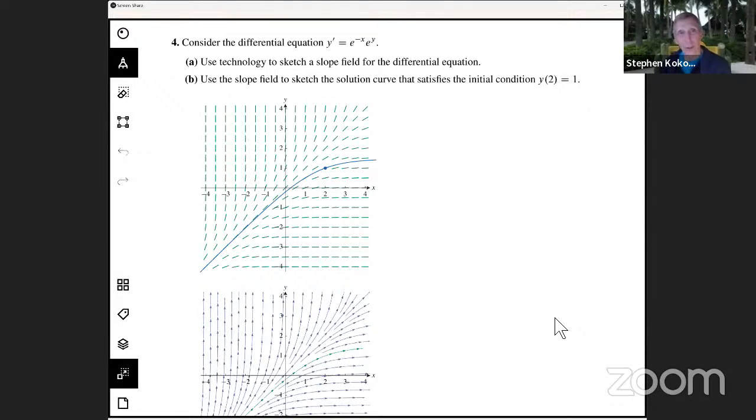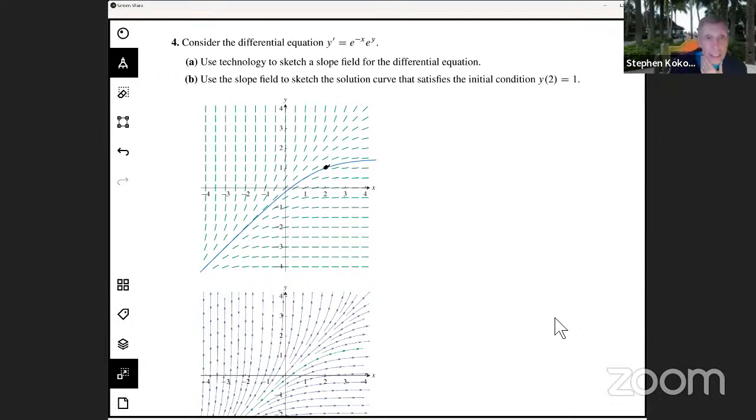Very cool. All right, this was a nice one, and I actually discovered something, Tom, on Mathematica when I was doing this one and produced an extra graph here just for the heck of it. The first thing I asked is to use technology to sketch a slope field for the differential equation. This is what I got using Mathematica. I used this slope field to sketch the solution curve that goes through the point 2, 1. There's the point on the graph, 2, 1. I did my very best to follow those line segments to draw a rough sketch of the solution curve.